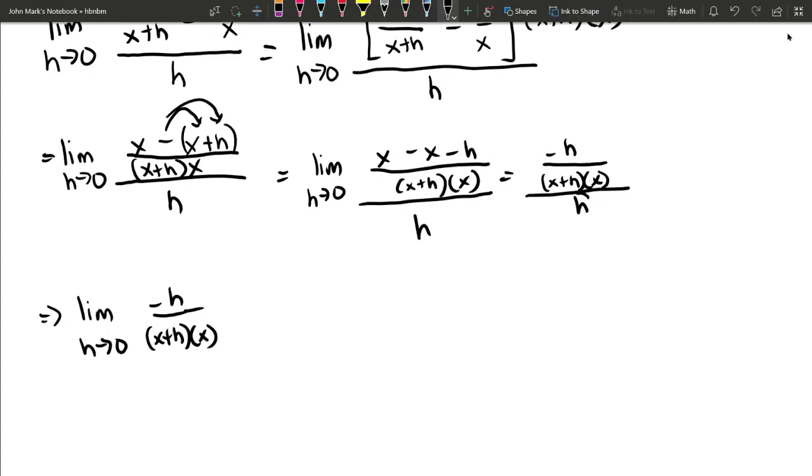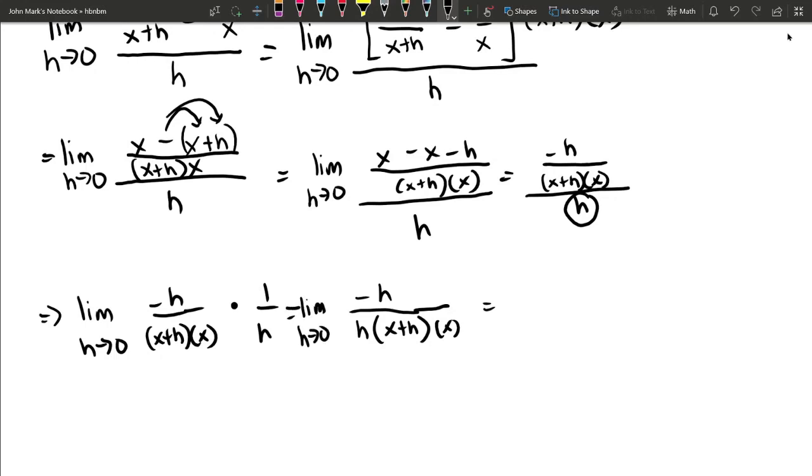So we get the reciprocal of h. So we have 1 over h. Okay, we have negative h all over, just multiply, times x. Sulat natin yung limit as h approaches 0. So, we can cancel h. So, we have, as h approaches 0, negative h divided by h is negative 1 all over, anong natira? x plus h times x.